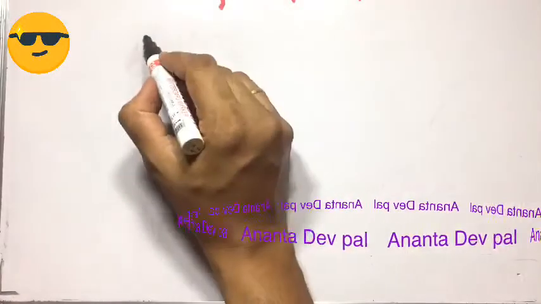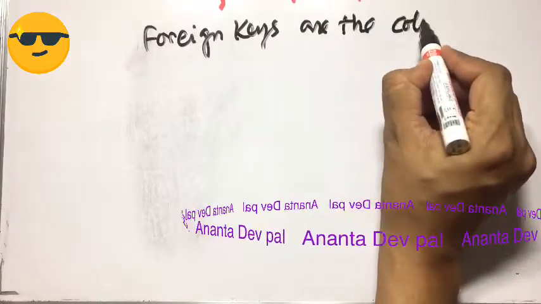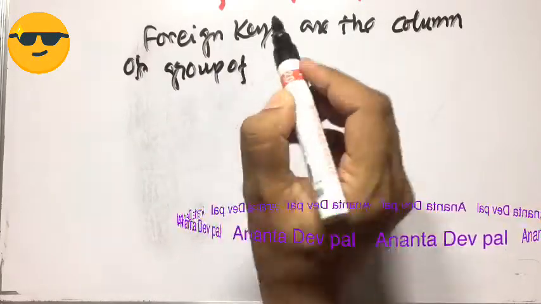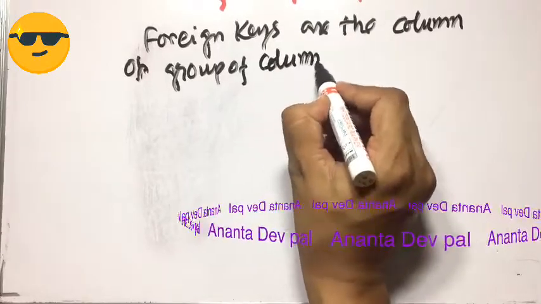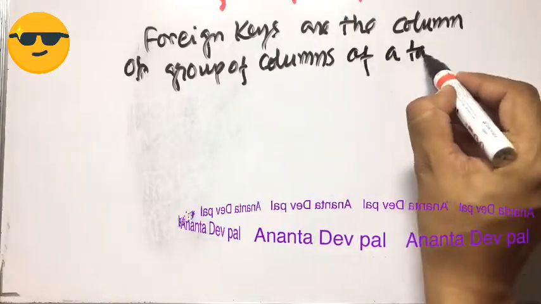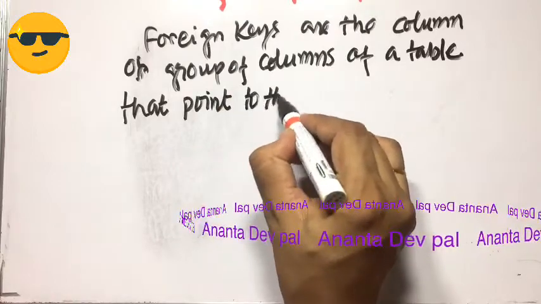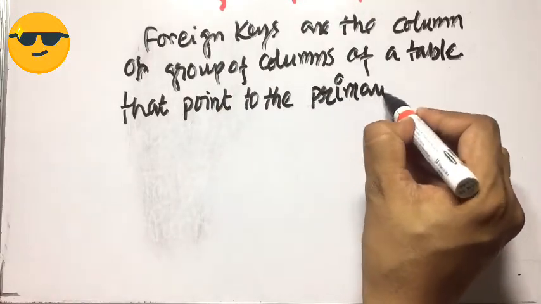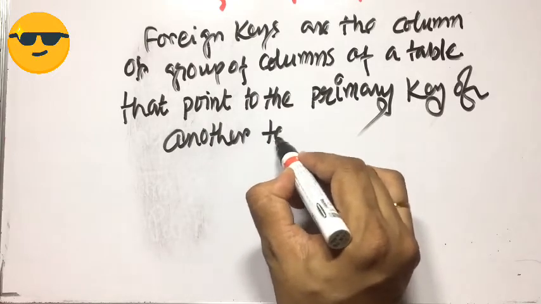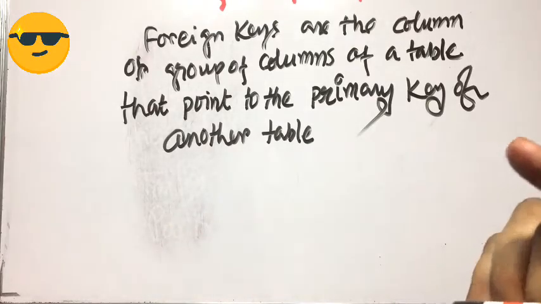What is a foreign key? Foreign keys are the column or group of columns of a table or relation that point to the primary key of another table.